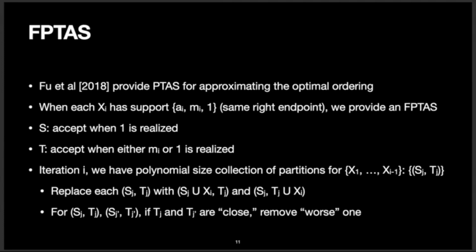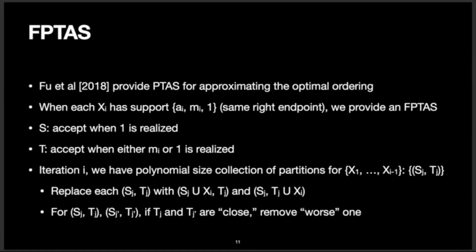And at iteration i, we maintain a polynomial size collection of partitions for the variables x1 to x_{i-1}. And then for each partition, we replace that partition with 2 partitions. So basically, we try to place xi into S, and we try to place xi into T. So here, with this step, we double the number of partitions. And then in the next step, we try to reduce the number of partitions.